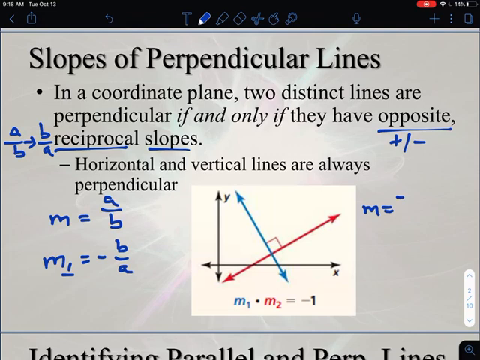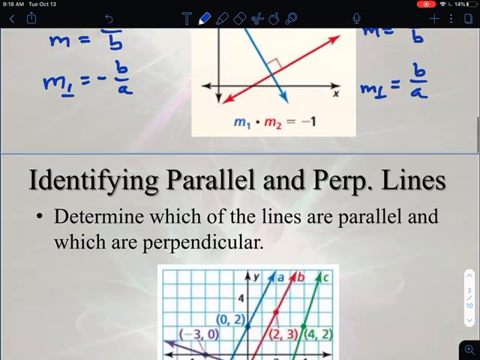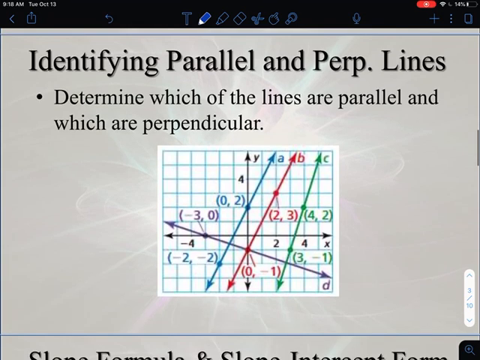The same thing applies if I have a negative slope to begin with. So if I had a negative a over b, then my perpendicular slope would be positive b over a. So the sign changes and the fraction flips. Okay, so those are perpendicular lines. One of the first things they're going to ask you to do is, given a set of lines, which ones are parallel, which ones are perpendicular.